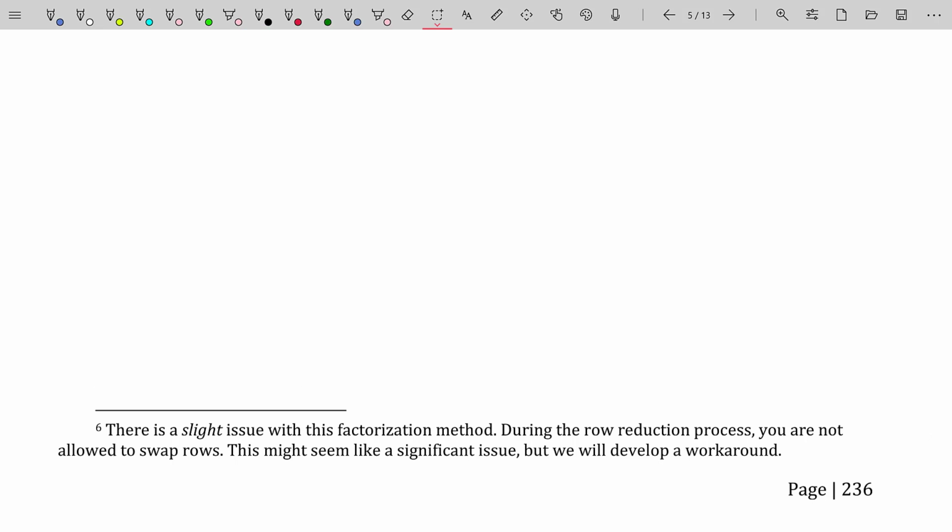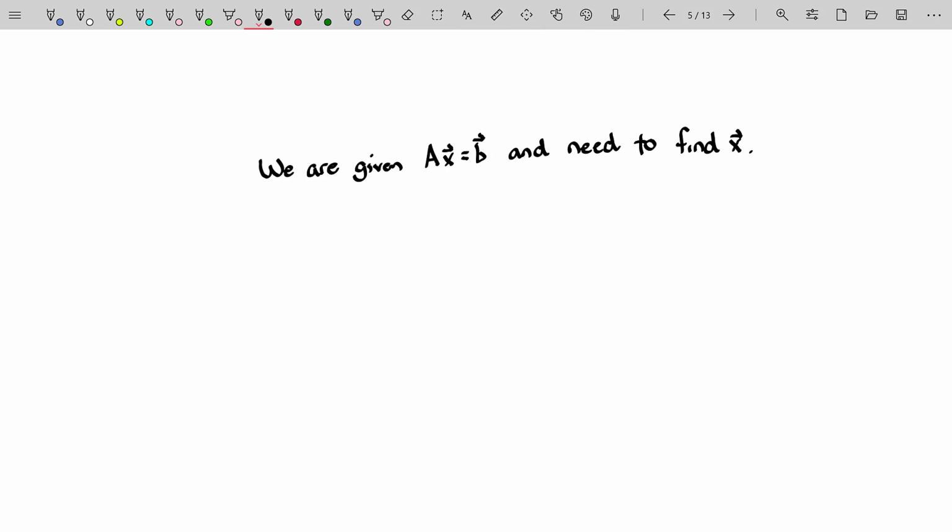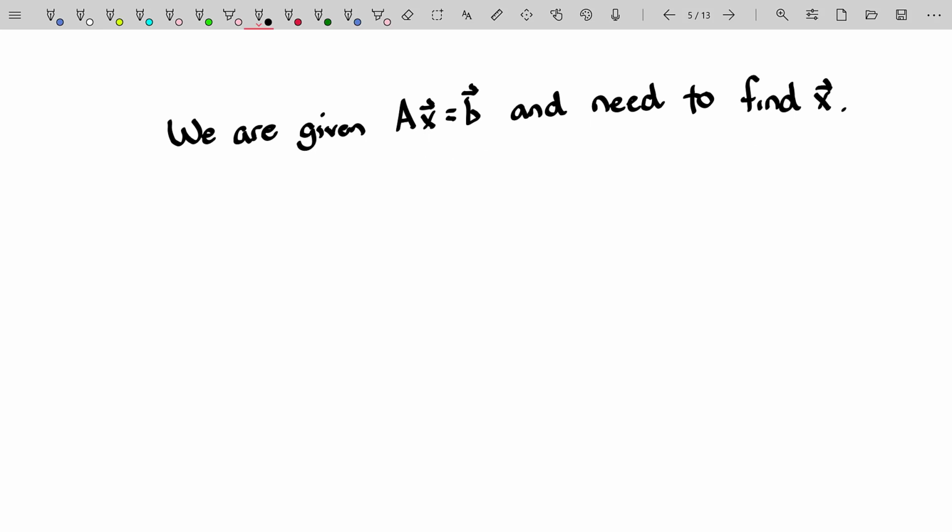Now, before we move on, I want to be clear about something. So I'm going to scroll up here. I'm going to write a few things down. We're given the matrix equation Ax = b, and we need to find x. Very simple. We've been doing that for quite a while.